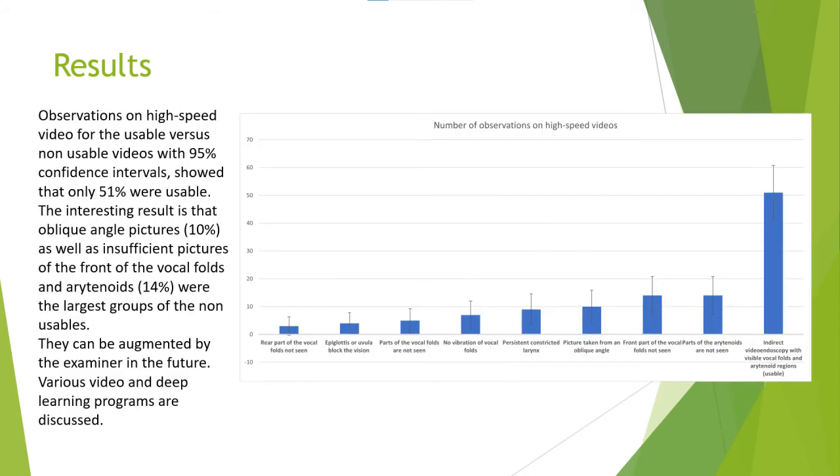Observations on high-speed video for the usable versus non-usable videos with 95% confidence intervals showed that only 51% were usable. The interesting result is that oblique angle pictures, as well as insufficient pictures of the front of the vocal folds and arytenoids, were the largest groups of the non-usables. These can be augmented by the examiner in the future.